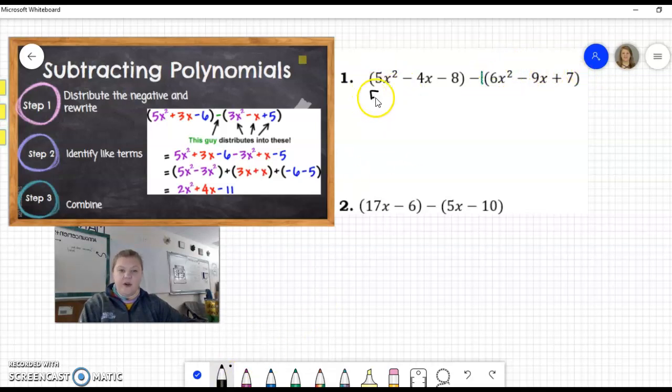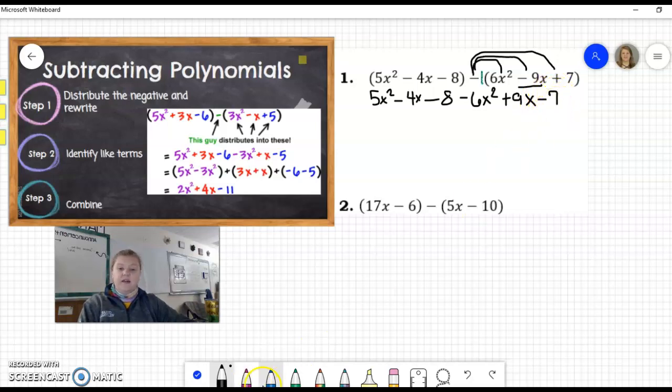So for my first part, that 5x squared minus 4x minus 8, that's going to stay the same. But when I distribute this negative, this positive 6x squared is going to become negative. Okay, this negative 9x is going to become positive, right? Because it changes the sign of everything. So plus 9x. And then my negative right here is going to change the sign of that positive 7 to -7. Okay, once I rewrite it, then I can go ahead and just combine them like I have before.